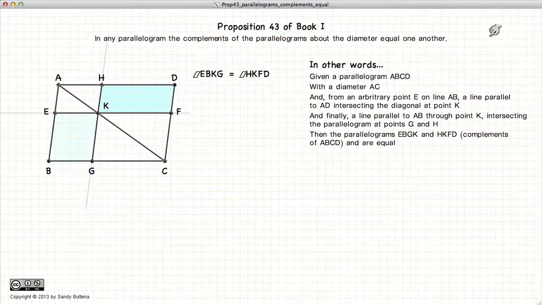This video presentation is going to be on Proposition 43 of Book 1, which states that the complements of a parallelogram are equal in area. So let me define first what the complements of a parallelogram are.